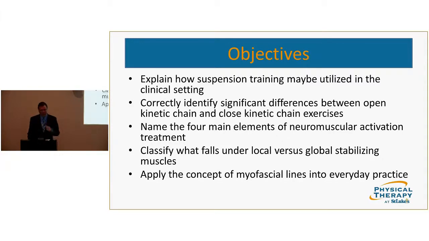All right. The objectives today: explain how suspension training can be utilized in clinical setting, identify significant differences between open chain, closed chain exercise, name the four main elements of neuromuscular activation treatment, which is referred to as Neurac in the Redcord nomenclature, classify what falls under local versus global stabilizing muscles, and apply the concept of myofascial lines into everyday practice.